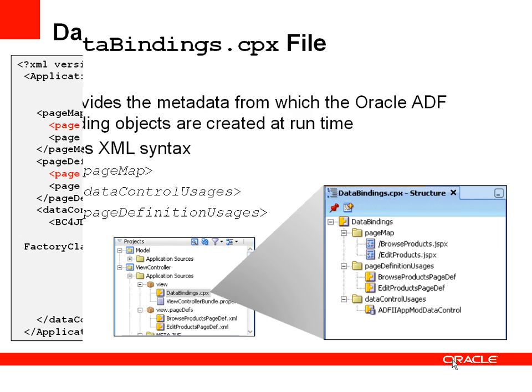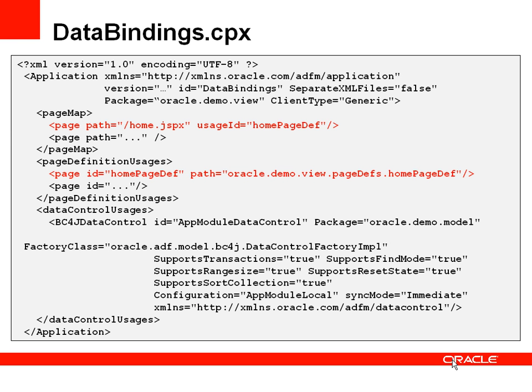And if we look at an example of the databindings.cpx file, you'll see that we have a page home.jspx, and that page is backed by a page definition file, homepage.def. So that is the file that has the bindings for the home.jspx file. And under page definition usages, we can see the actual path to that page definition file.